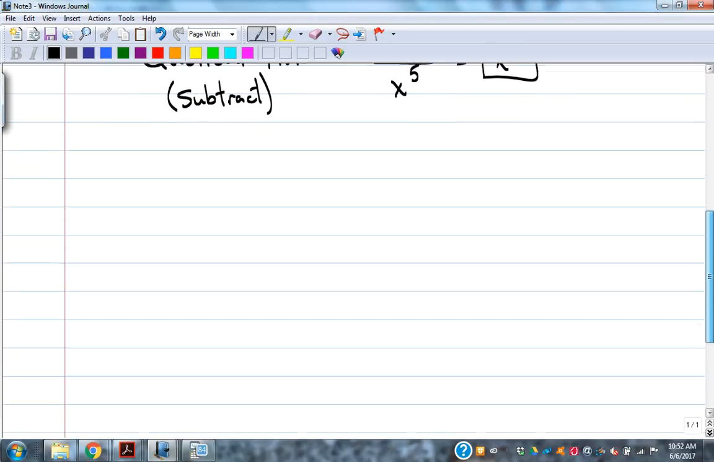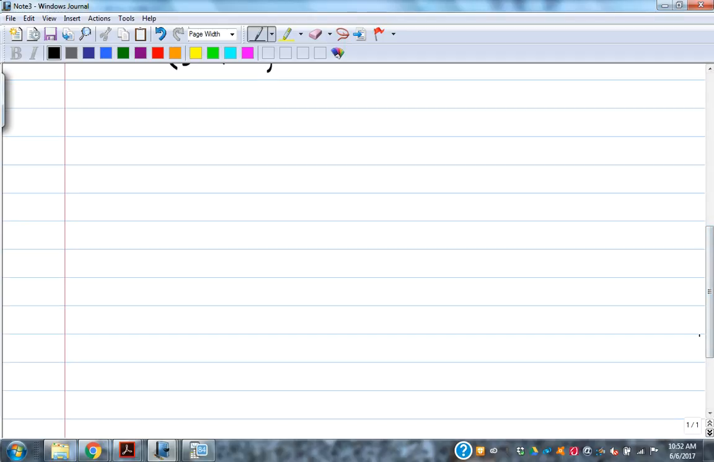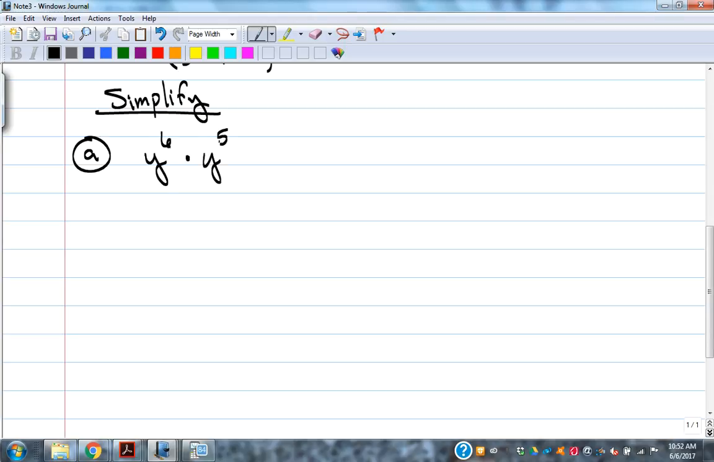All right. Let's do some examples. And then the instructions would be simplify. And we'll start over at A for this section. Maybe we had y to the 6th times y to the 5th. What's going on between those two pieces? Multiplying. So what are you going to do with the exponents?